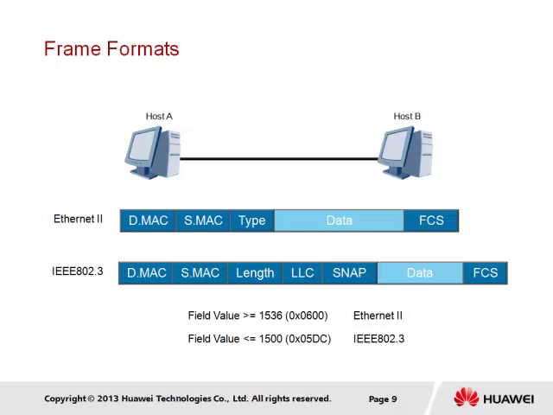So each protocol is associated with a type value that is usually represented in a hexadecimal number format. However, for now, we can simplify this into decimal numbers. So if the type value of the protocol is greater than or equal to 1536 or 0600 in hexadecimal, the Ethernet 2 frame type will be used. If the type value is less than or equal to 1500 or 05DC in hexadecimal, the IEEE 802.3 frame type is used.